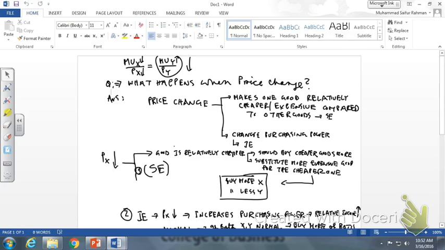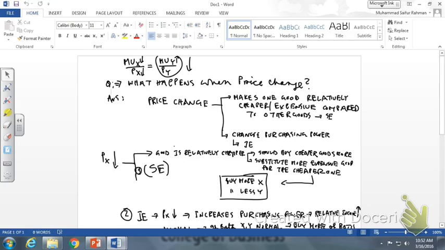So our substitution effect tells us that whenever one good becomes relatively cheaper compared to other goods, you substitute the more expensive good for the cheaper good. That's where the word substitution is coming from. Whenever the price of one good changes, you substitute the more expensive good for the relatively cheaper good. Are we all clear on this?